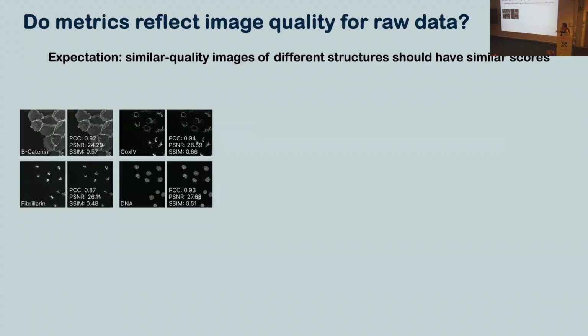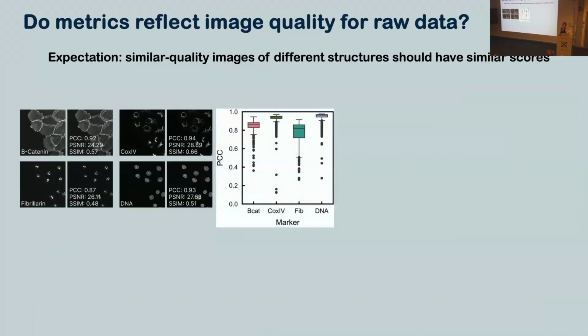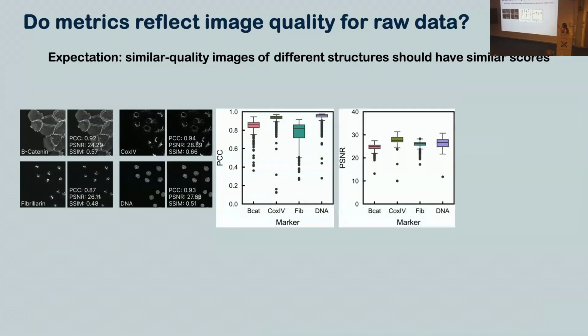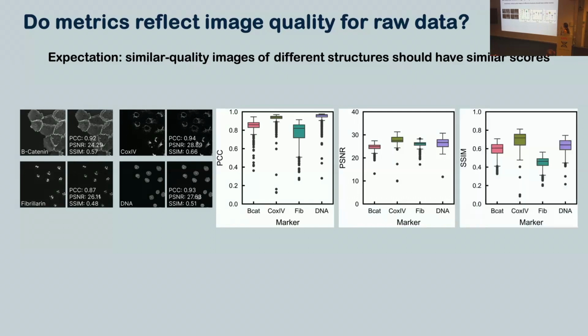And we can calculate quality metrics for different types of structure. And what you see is different quality metrics just favor different kinds of structures. So here, the Pearson's correlation coefficient really favors our DNA images. They will always score higher than, for example, our fibrillary images. Peak signal to noise ratio kind of switches around. Now our DNA not so hot, COX-4 though. Pearson R always really likes the COX-4 marker. And again, for the S, it's another order of preference.